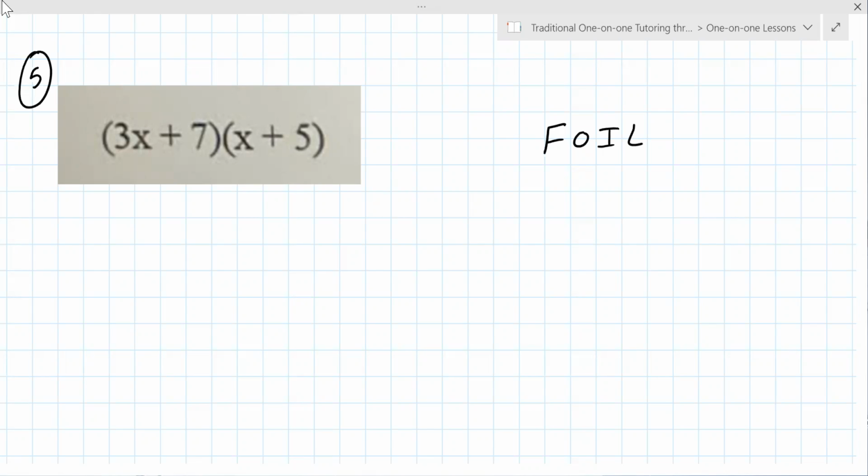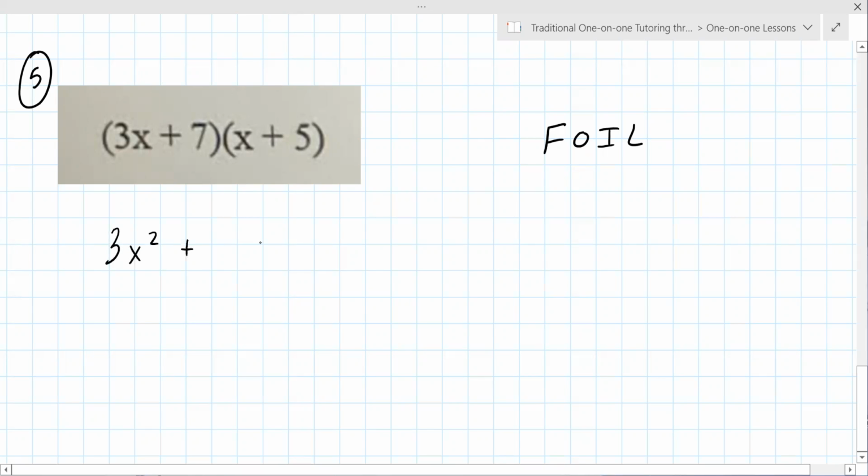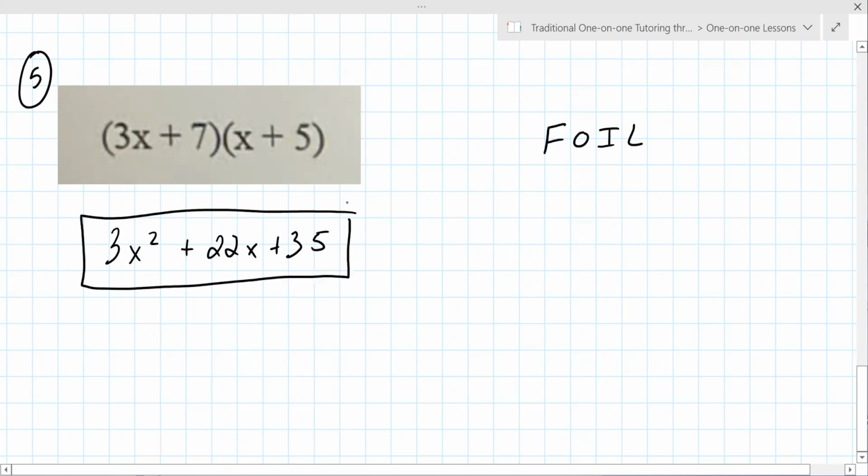How are you doing on this one? Pretty good. I got 3x squared plus 22x plus 35. Yeah, perfect. Really good.